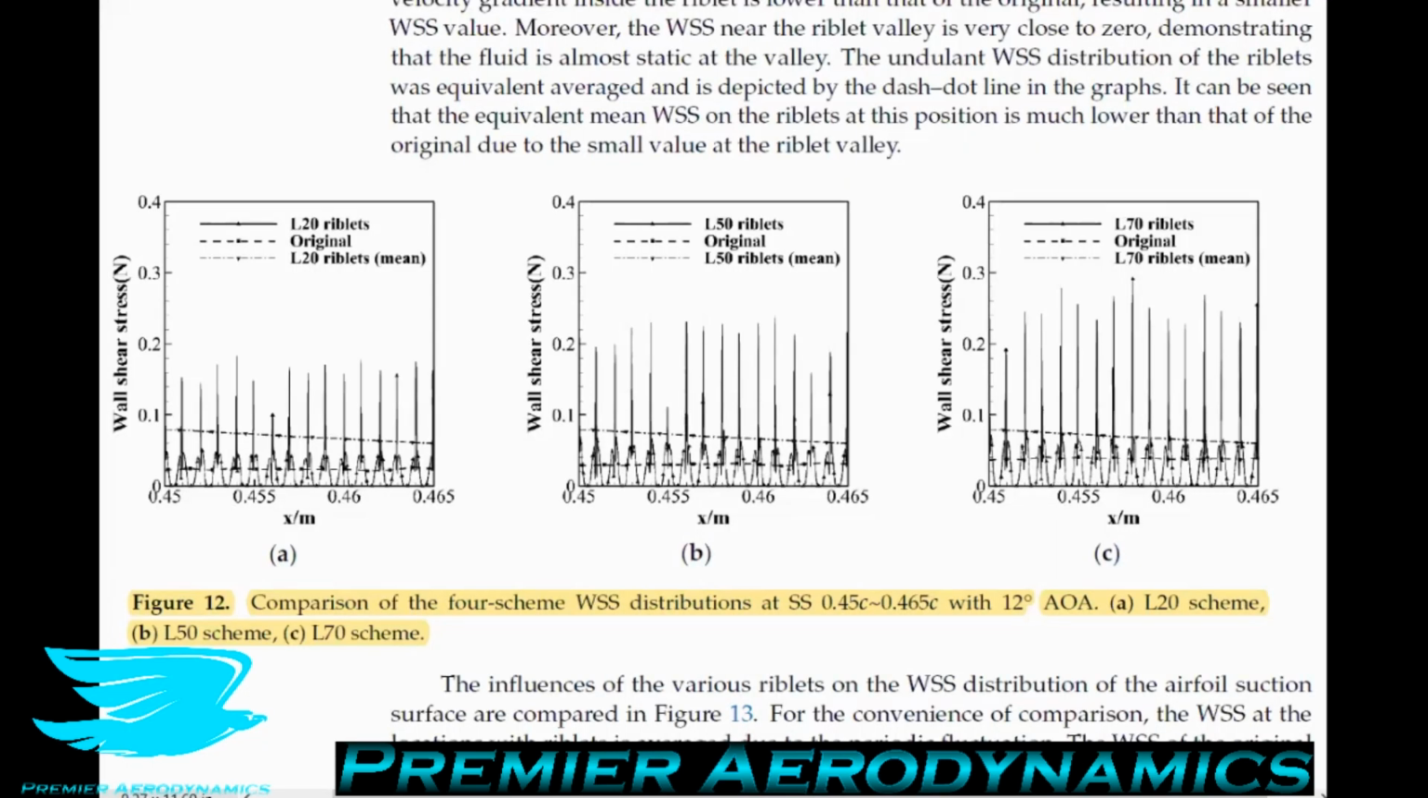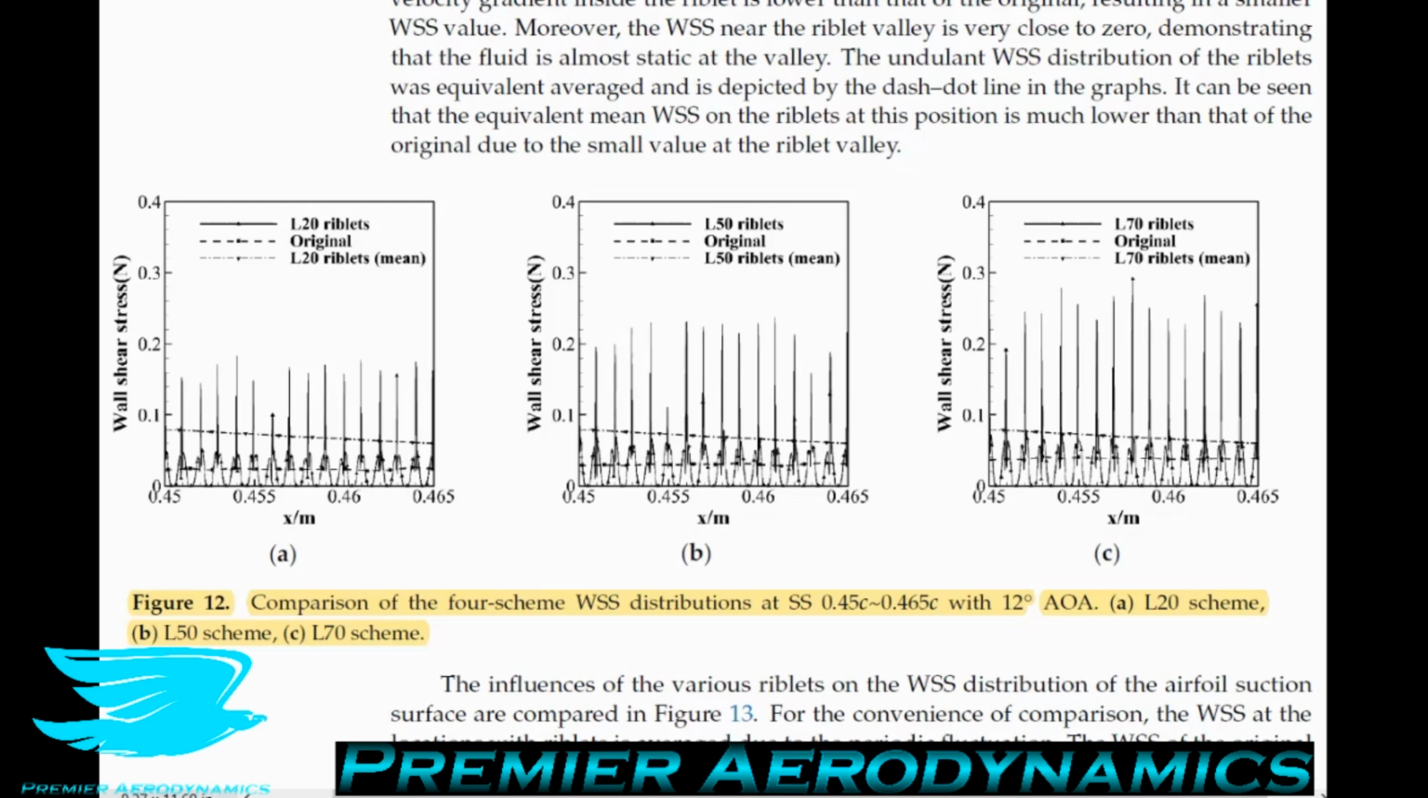So what does this all mean and why is it important? Well, the wall shear stress is directly proportional to the friction drag that you're generating. So the greater the wall shear stress, the more friction there is; the lower it is, the less there is. And by understanding what the wall shear stress is, we can then get an idea as to why the friction drag is behaving the way it is.